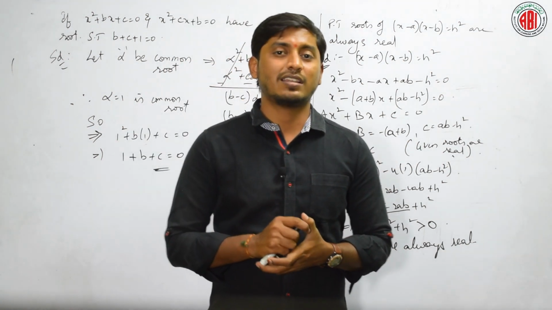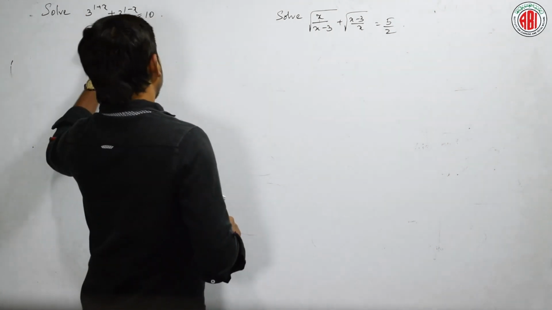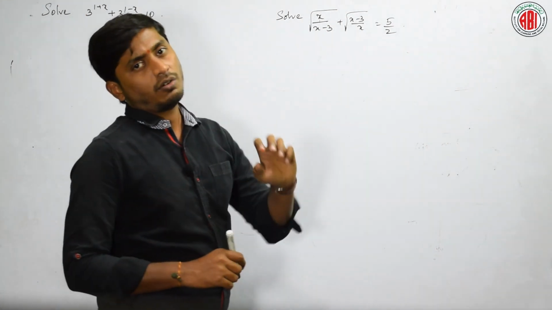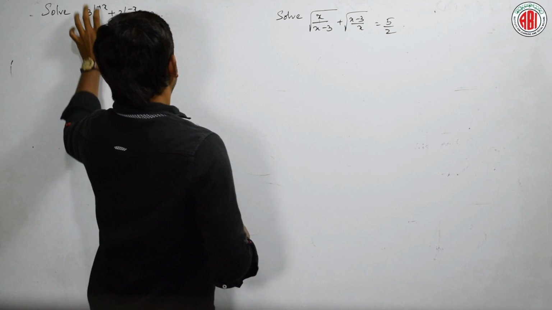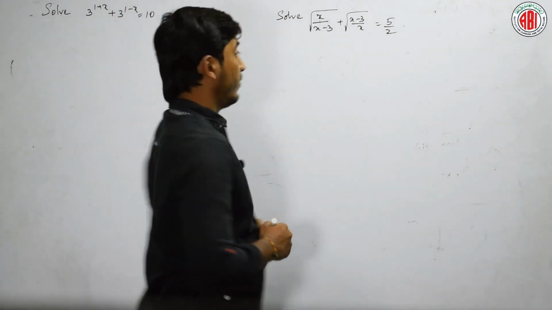Shall we move on to the next question? Let us do. Look at the next question here. He is asking us to solve this equation. How do we solve? Let us take this equation, 3 power 1 plus x plus 3 power 1 minus x equal to 10. Okay. How do we do?